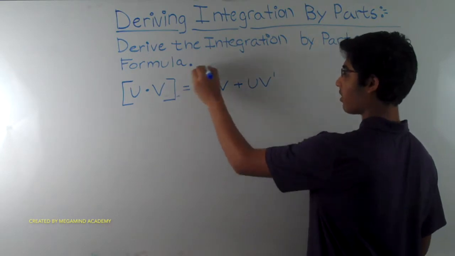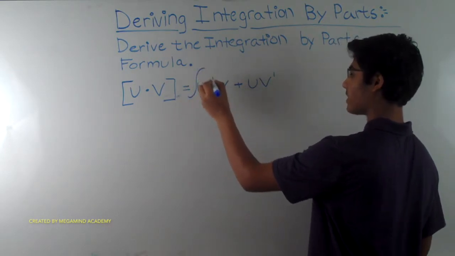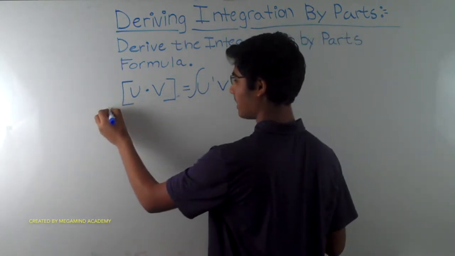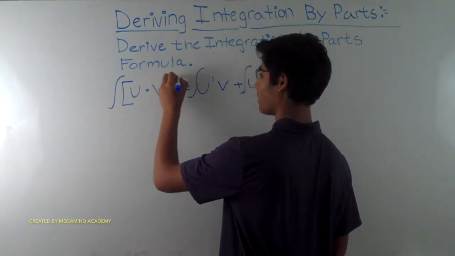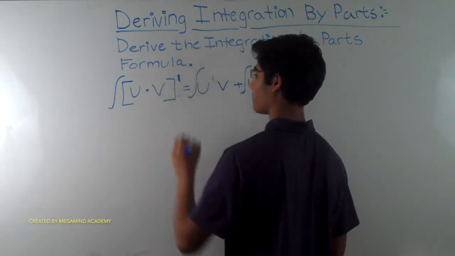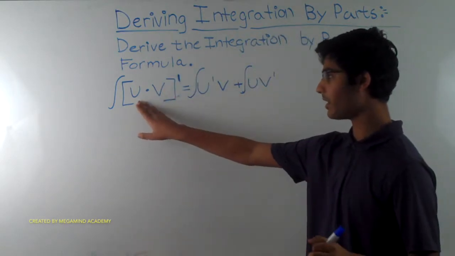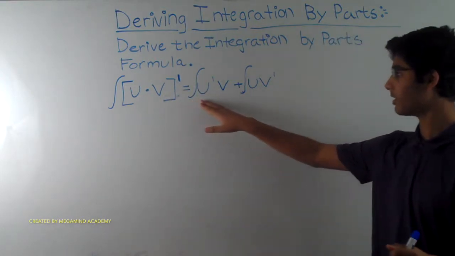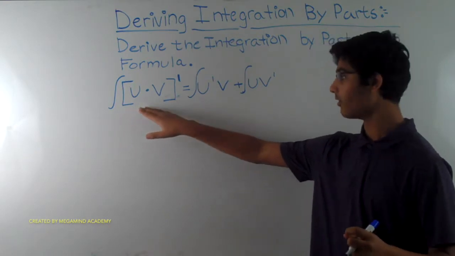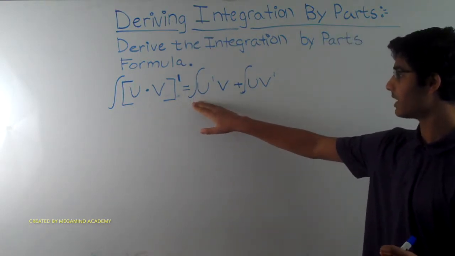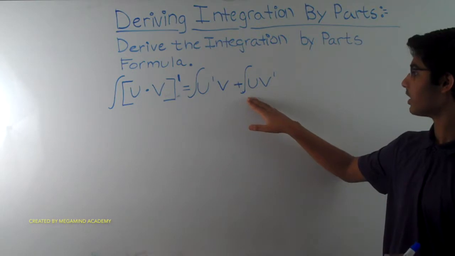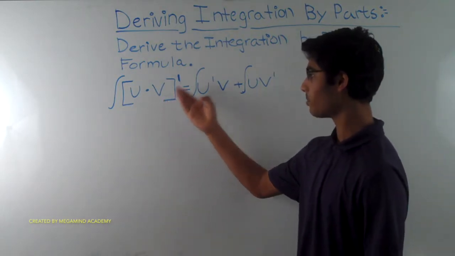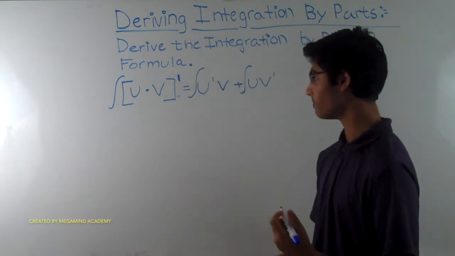So we know that the integral of this will be equal to just the integral of this part plus the integral of this part. And this would be equal to the integral of the derivative of this. So if we had the derivative of u times v, the integral of u times v prime is equal to the integral of u prime v plus u v prime. And we know this is true because the integral of u times v prime is just u times v.